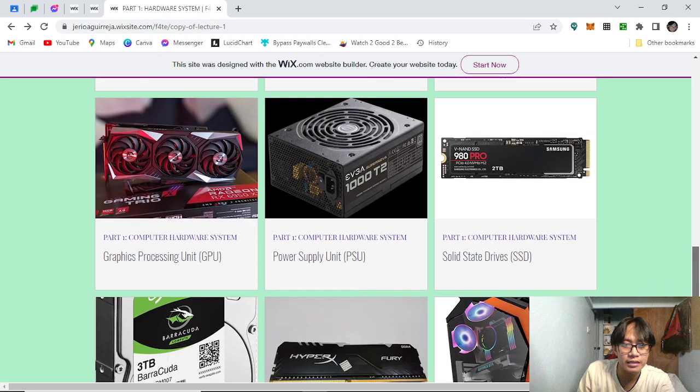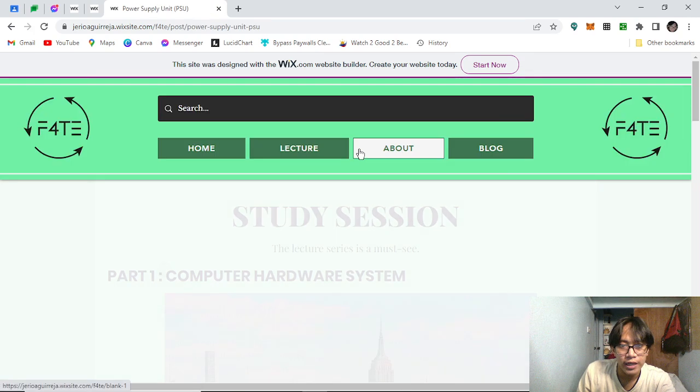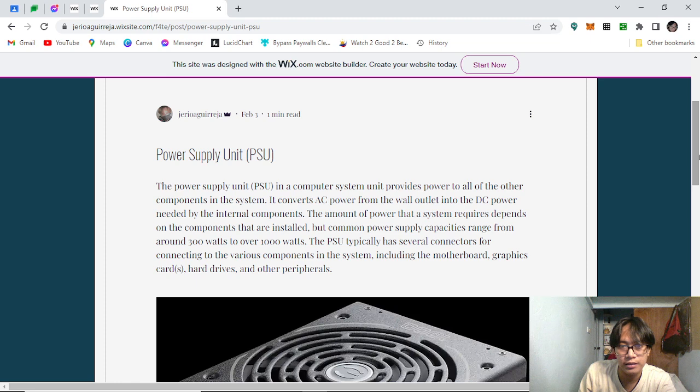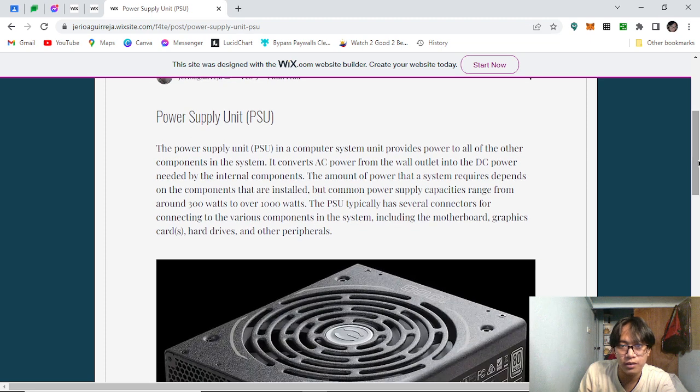Next is the power supply unit, or PSU. The power supply unit in a computer system unit provides power to all of the other components in the system. It converts AC power from the wall outlet into the DC power needed by the internal components. The amount of power that a system requires depends on the components that are installed, but common power supply capacities range from around 300 watts to over 1000 watts.